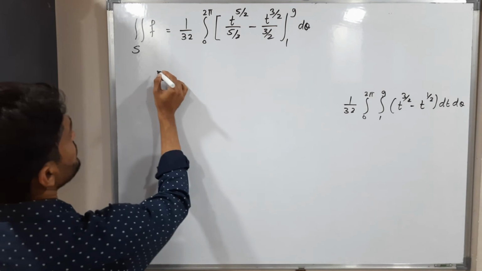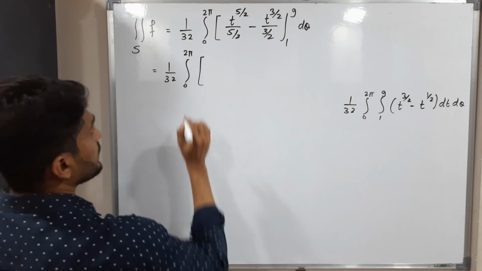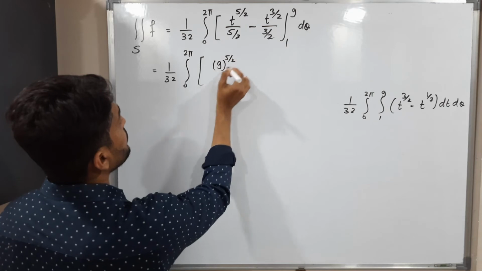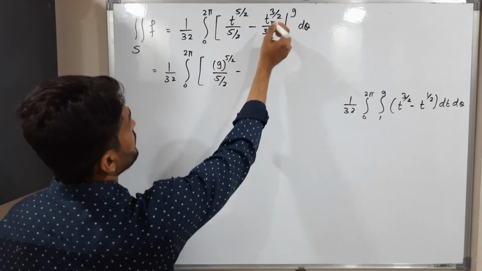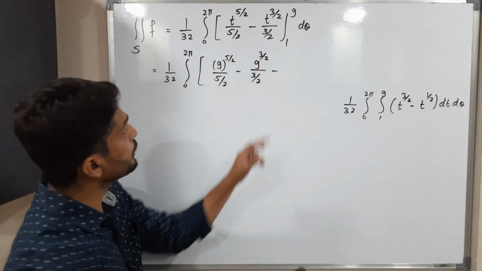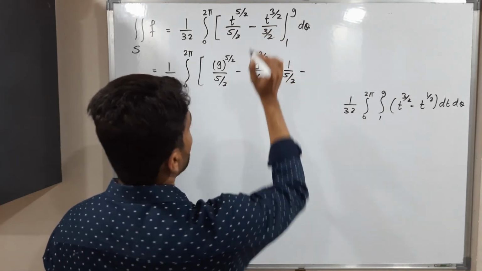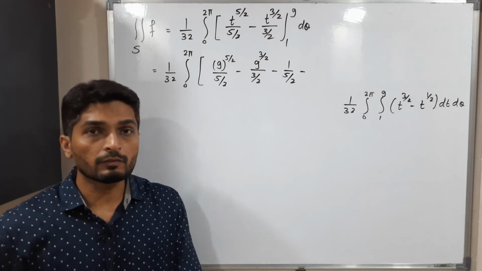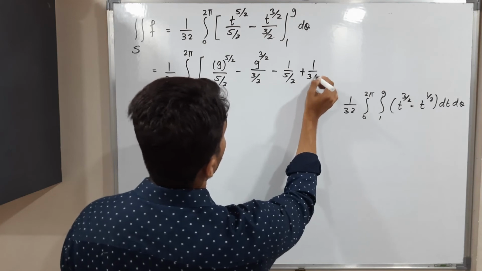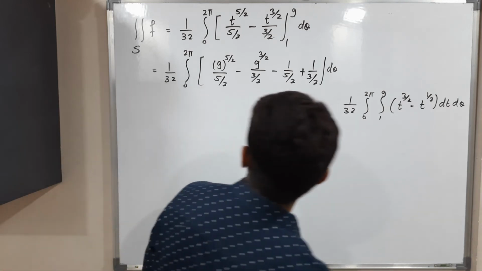Already we have integrated with respect to t. Okay, 1 by 32, 0 to 2 pi. I am putting the upper limit first, 9. So 9 raised to 5 by 2 divided by 5 by 2 minus, here also I am going to put 9 raised to 3 by 2 divided by 3 by 2 minus, I am going to put 1. If you put 1 raised to anything, 1 by 5 by 2 minus, getting? But see, already there is a minus sign, and when we put a lower limit, again we write a minus sign. So minus minus plus 1 upon 32 d theta. Okay, so now let us find the values separately.